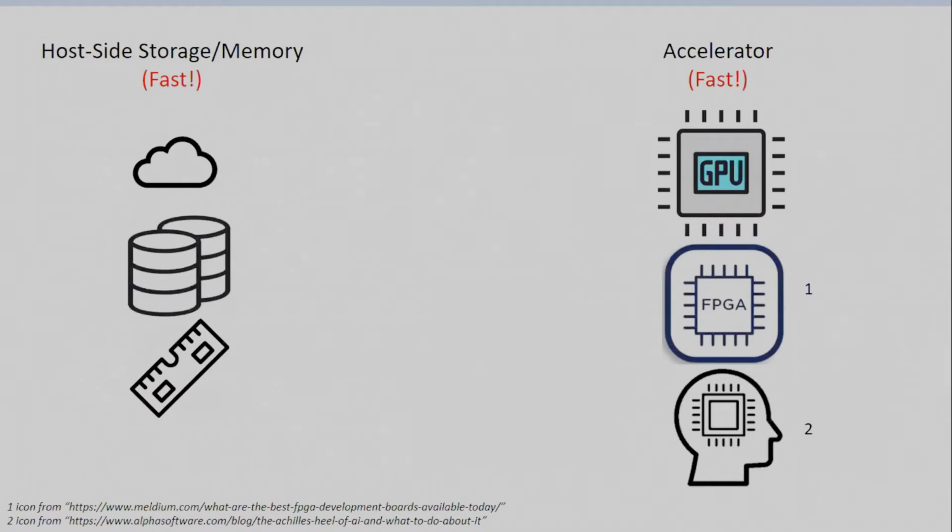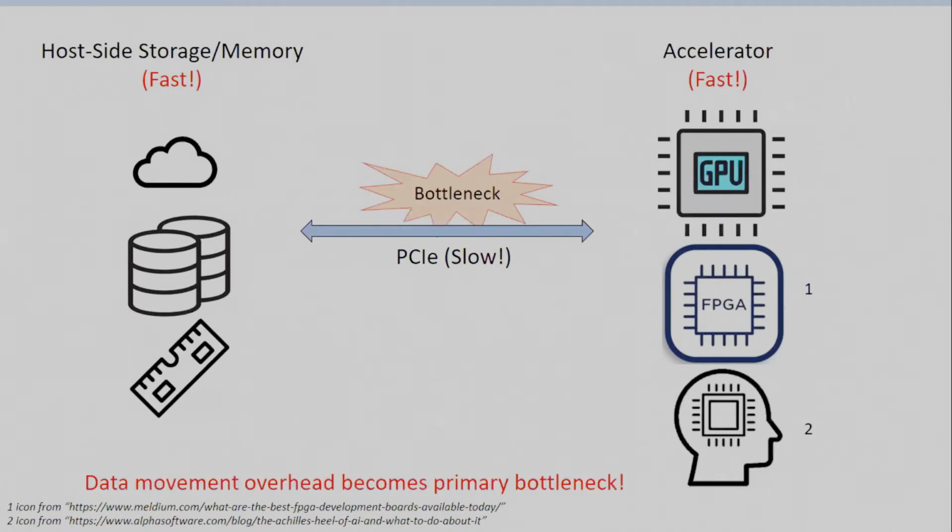As a further illustration, on the host side, we have various fast storage and memory. We also have various accelerators, including GPU, FPGA, and other types. These accelerators are usually working very, very fast. However, the PCIe link, which bridges these two paths, is usually slow. As a result, the data movement overhead in the PCIe becomes the primary bottleneck.